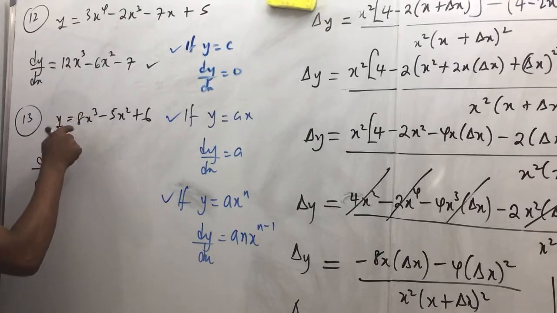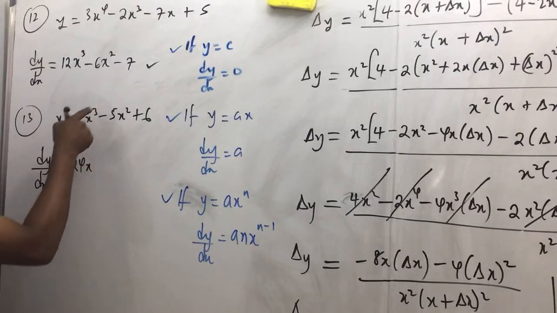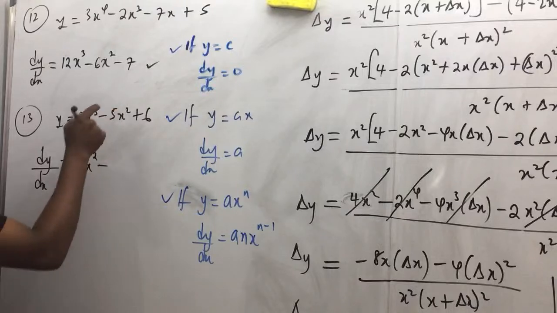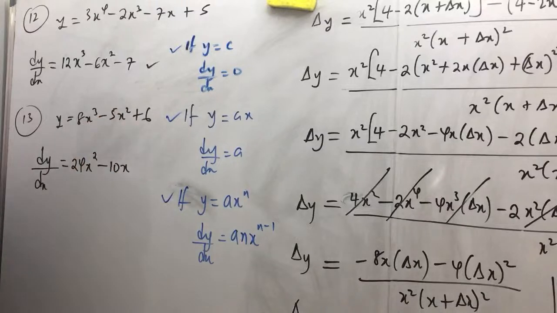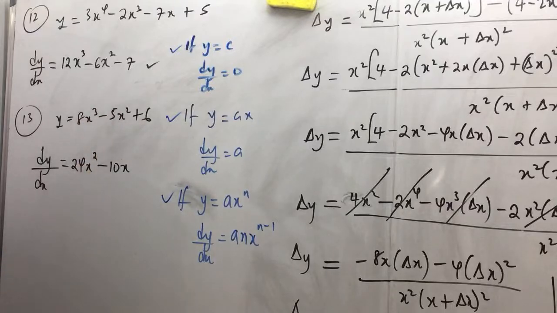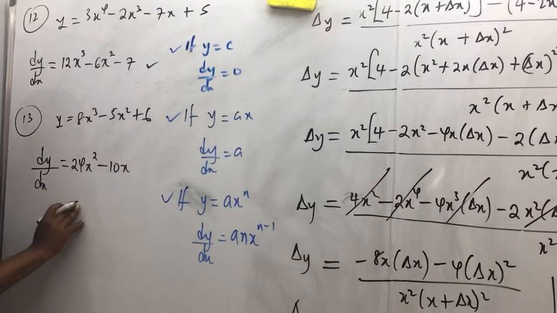So 3 times 8 is 24. x comes down, subtracting 1 from the power 3 gives you 2. Minus 2 is the power here. 2 times minus 5 is minus 10. x, subtracting 1 from the power 2 gives you 1, and x raised to the power 1 is x. Differentiating 6 gives you 0 because 6 is a constant. So it means that differentiating this function in 13 gives us this result as our dy/dx. It's as simple as that.